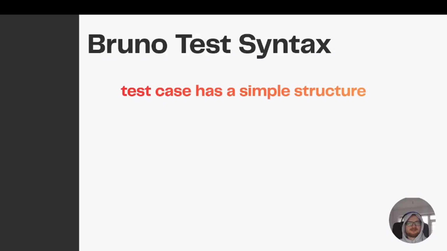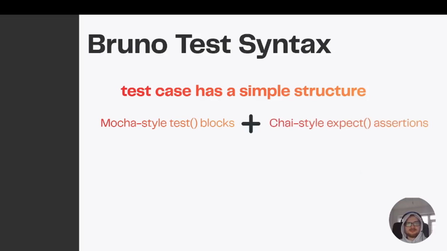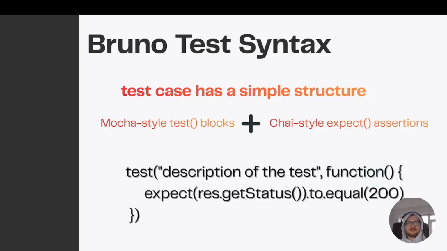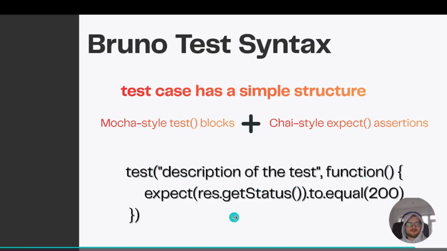Bruno uses a testing syntax inspired by real automation frameworks, specifically Mocha-style test blocks. This defines your test case. And Chai-style expect assertions. This defines what you're validating. This makes Bruno extremely familiar to anyone who has worked with JavaScript automation. Every test in Bruno follows this structure.